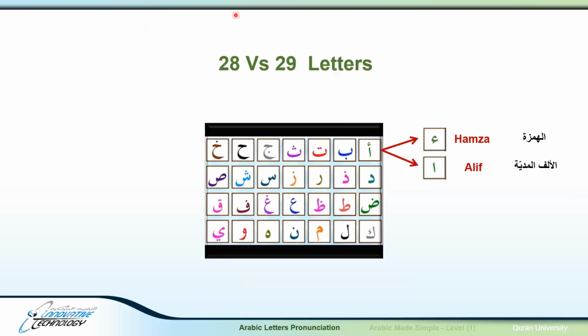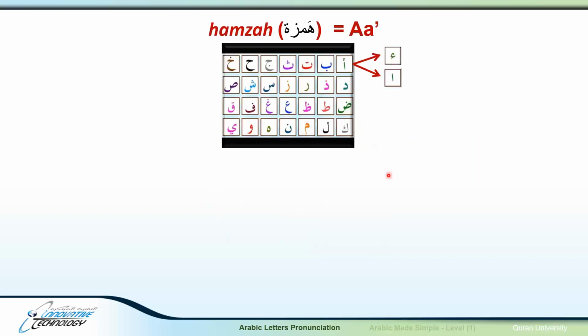There is still one more letter to address. Remember when we talked about the Arabic letters, when we said that it could be counted either as 28 or 29 letters because of this letter, the alif, which is basically divided into two elements, the hamza element and the alif maddiya, alif element. We're going to address the difference between the two. We're going to address first the hamza.